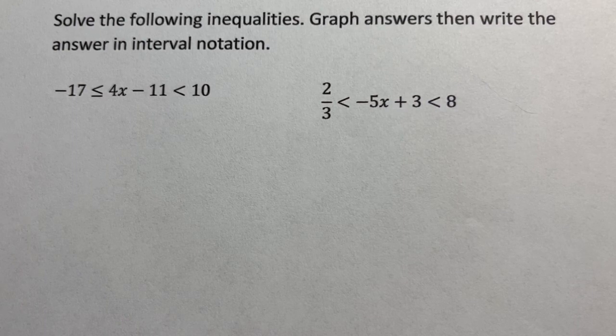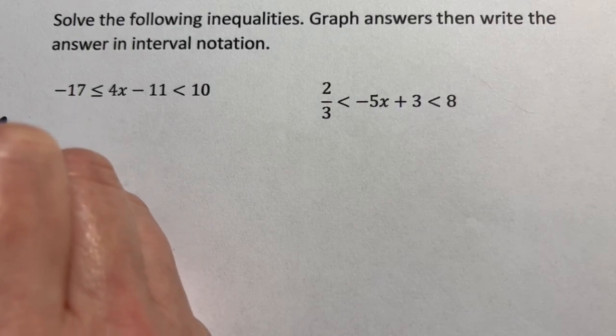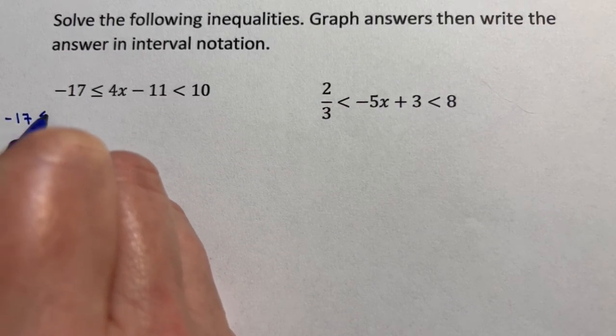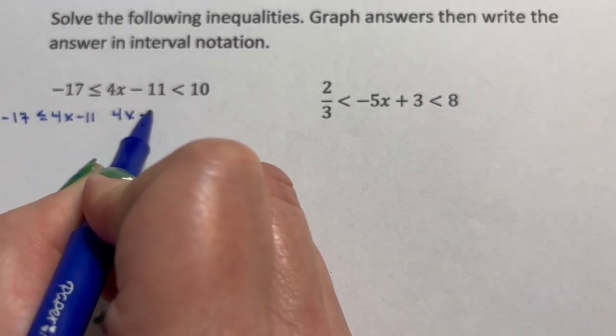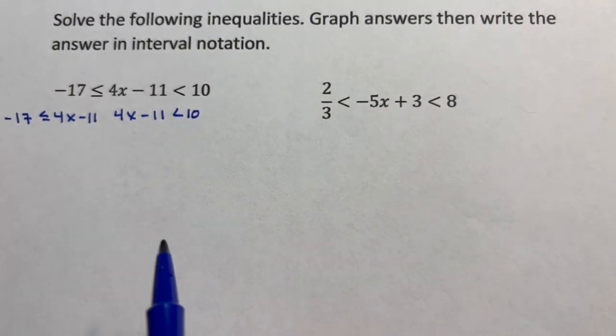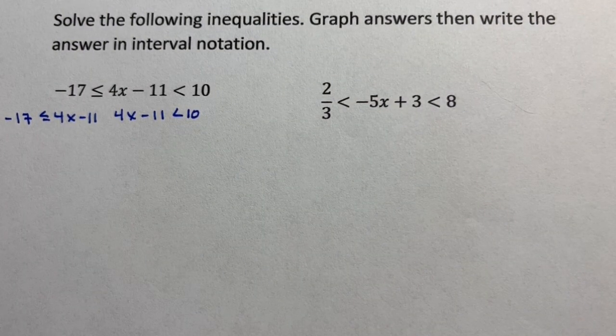You'll see on these two problems, they are set up with the inequality in three parts. When you're solving an inequality in three parts, there's two ways of doing it. One way is you can split it apart. You can say negative 17 is less than or equal to 4x minus 11, or 4x minus 11 is less than 10. Then you can solve it in two separate parts instead of like one big bang.